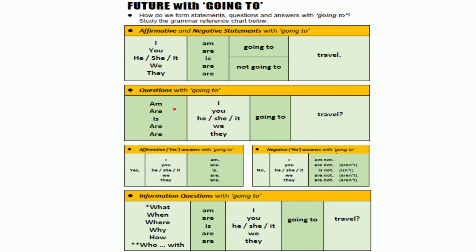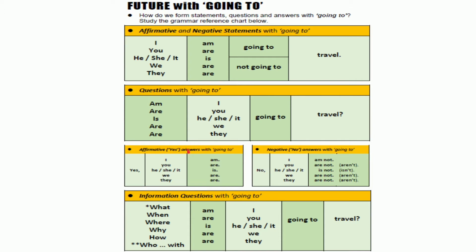If you use it with questions with going to: Am I going to travel? Are you going to travel? Is he, she, or it going to travel? Are we going to travel? Are they going to travel? It is just the pronoun and the verb to be. You exchange the position. I, you exchange with am. Can you see? Just exchange the position and you add a question mark. It becomes a question.